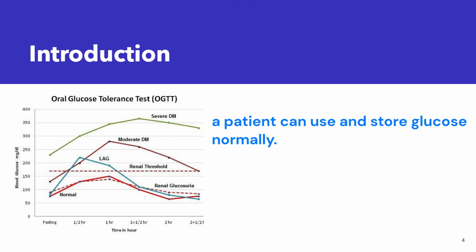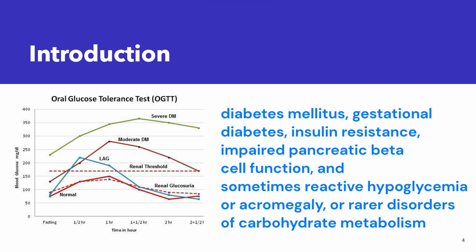A glucose tolerance test is a procedure that determines whether a patient can use and store glucose normally. The test is usually used to test for diabetes mellitus, gestational diabetes, insulin resistance, impaired pancreatic beta cell function, and sometimes reactive hypoglycemia or acromegaly, or rarer disorders of carbohydrate metabolism.